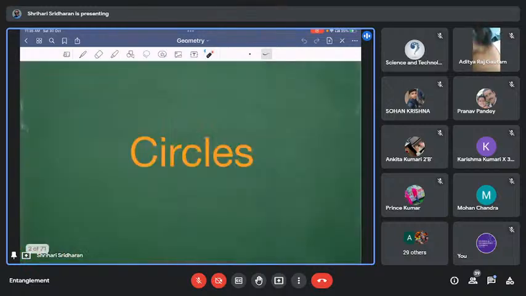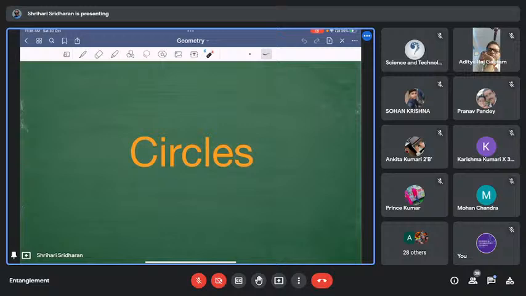So let's start with the first of these things, circles. At any point of time when I'm discussing, if there are questions, I may not be able to see your face or see your reactions. But if you write something in the dialogue box, I'm pretty sure the chair, the Science and Technology Council person, Sharang, will alert me about it. And we can stop and discuss what is necessary.